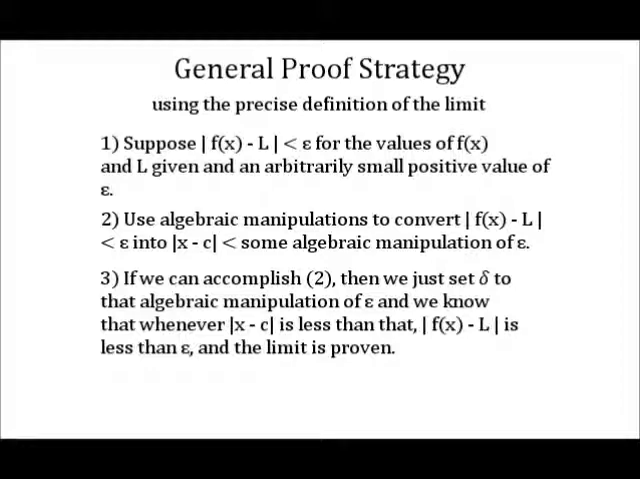And third, if we can accomplish number two, then we just set delta to that algebraic manipulation of epsilon, and we know that whenever the absolute value of x minus c is less than that, then the absolute value of f of x minus L is less than epsilon, and the limit is proven.